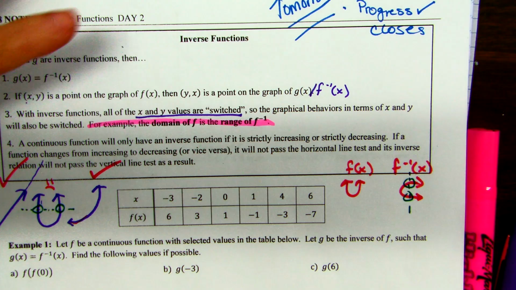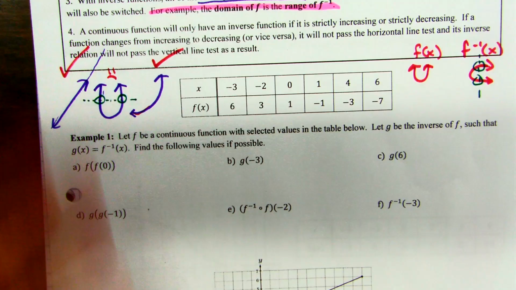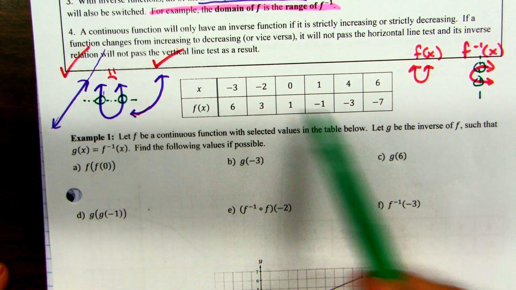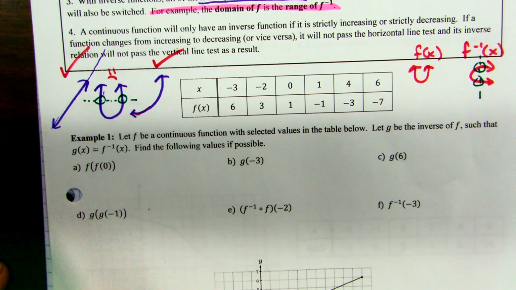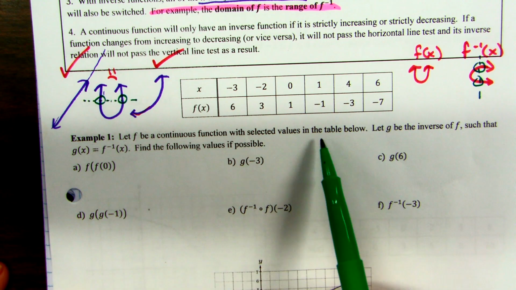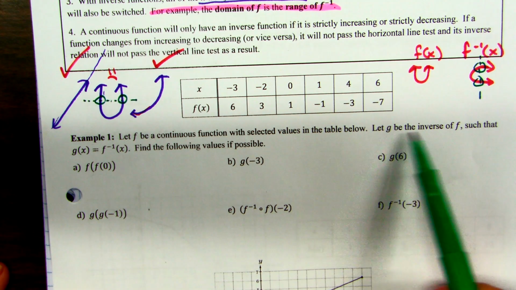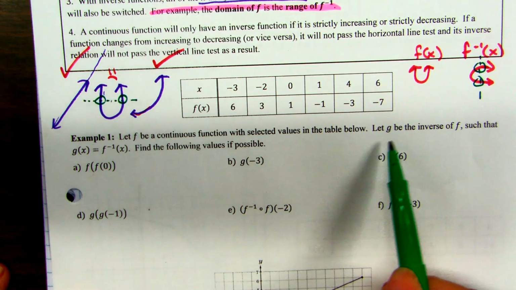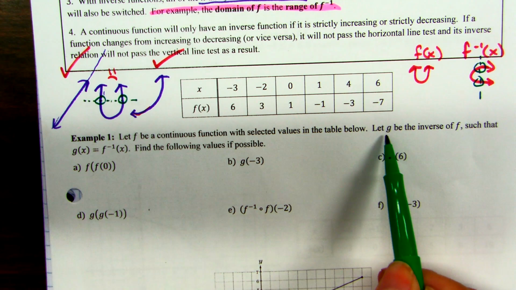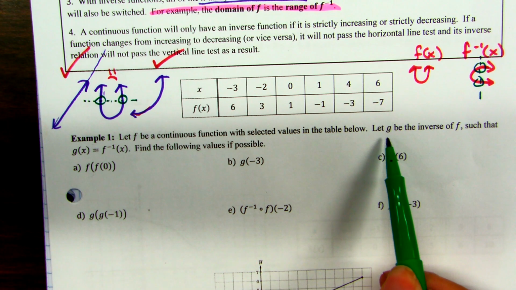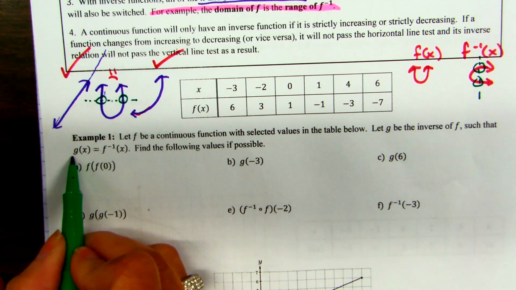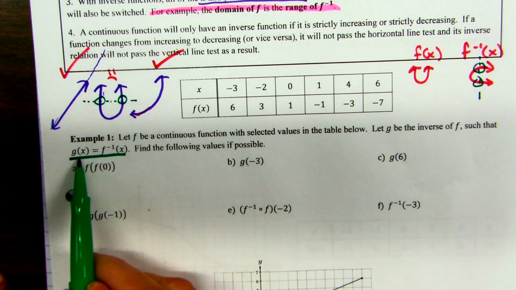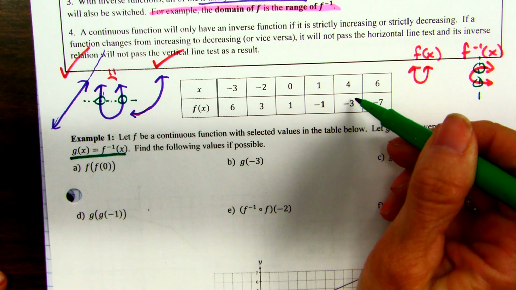Now, here's where I'm going to go really over this notation. You have a table of values here, right? X and Y called f of x. F is a continuous function with selected values in the table below, okay? G is the inverse. So remember how they said up there, if they tell you in the directions to call it something other than f inverse of x, then you have to pay attention to that. So understand, in this example, g of x is the inverse of f. G of x is this table flipped.